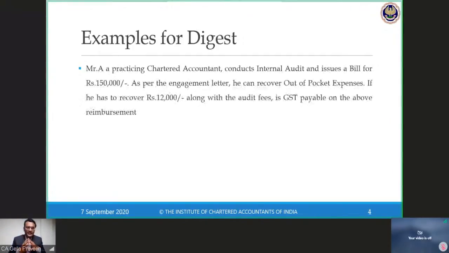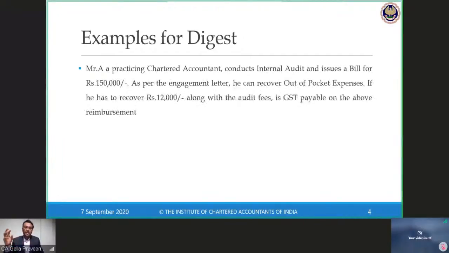To start with, first example, Mr. A, a practicing chartered accountant, conducts internal audit and issues a bill for a sum of rupees 1,50,000. As per the engagement letter, he can recover out of pocket expenses. If he has to recover 12,000 along with the audit fee, is GST payable on the above reimbursement? Now, what is going to happen? In this particular example, Mr. A is a chartered accountant in practice.